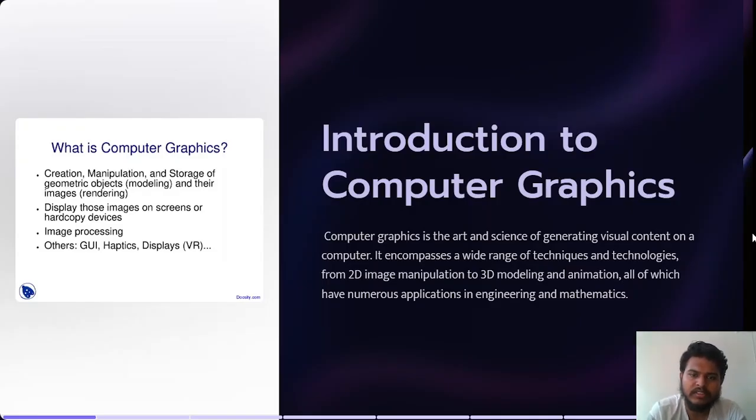Introduction to Computer Graphics. Computer graphics is the art and science of generating visual content on a computer. It encompasses a wide range of techniques and technologies, from 2D image manipulation to 3D modeling and animation, all of which have numerous applications in engineering and mathematics.